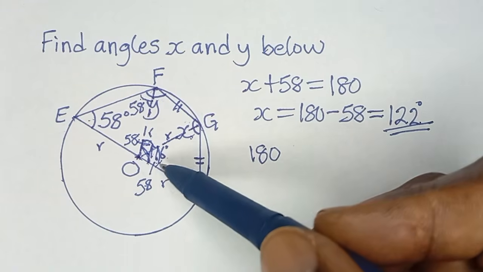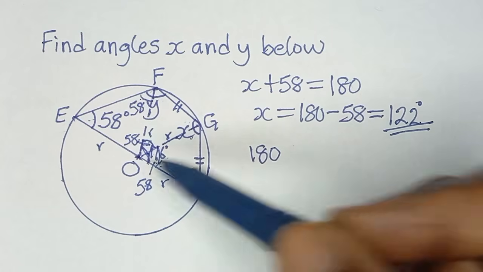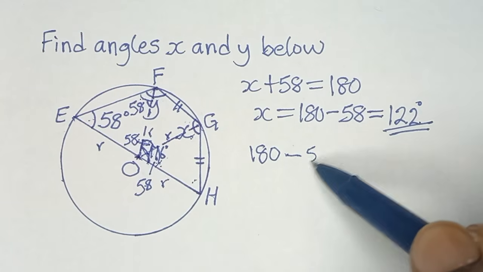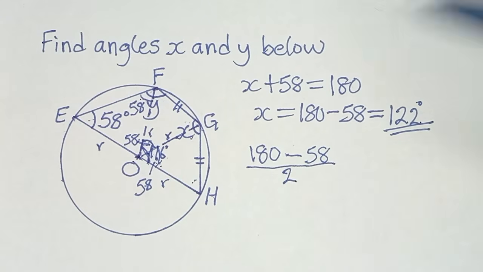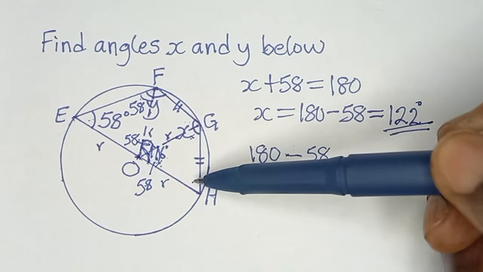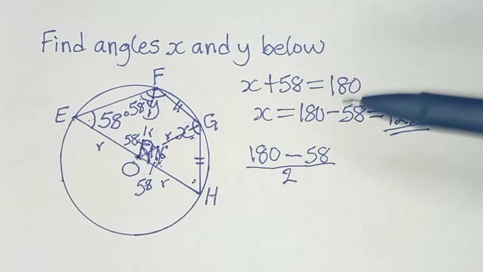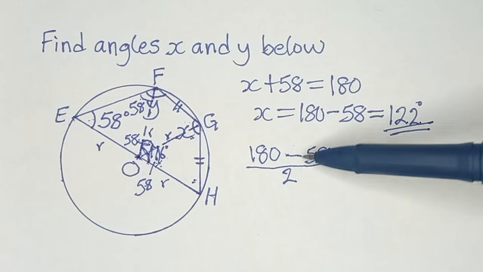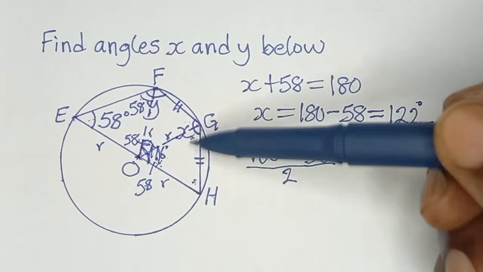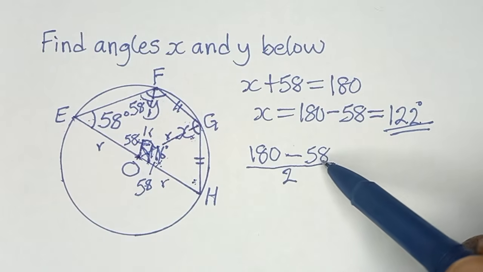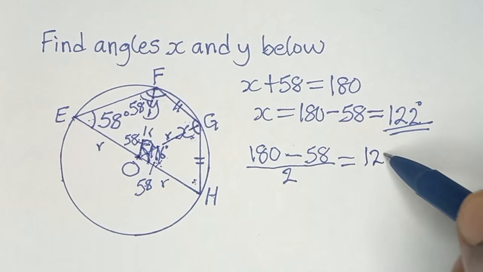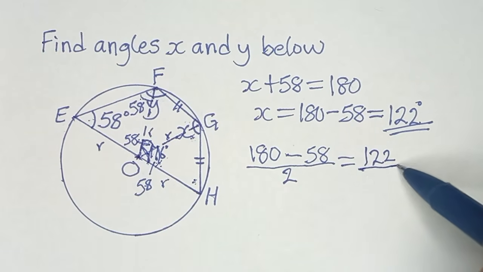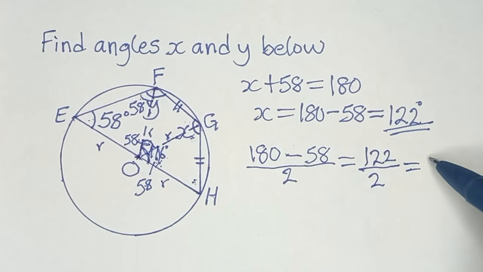So I'm going to say 180 minus 58. That is this vertical angle. And then whatever I get, I divide it by 2. I'm dividing it by 2 because base angles of an isosceles triangle are equal. So you have to share whatever you get into 2 equal parts so that each of the angles will be equal. So 180 minus 58 is going to give me 122. And then I divide 122 by 2, and that will give me 61 degrees.